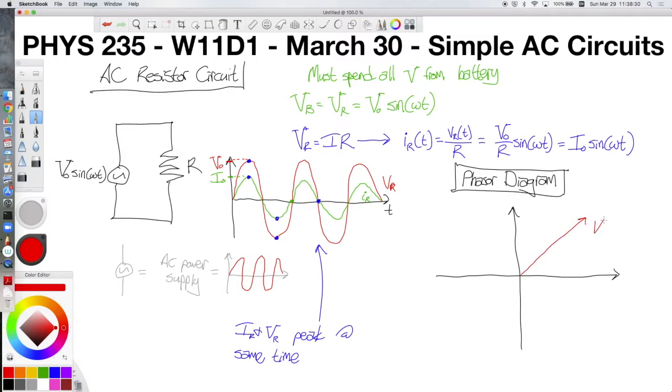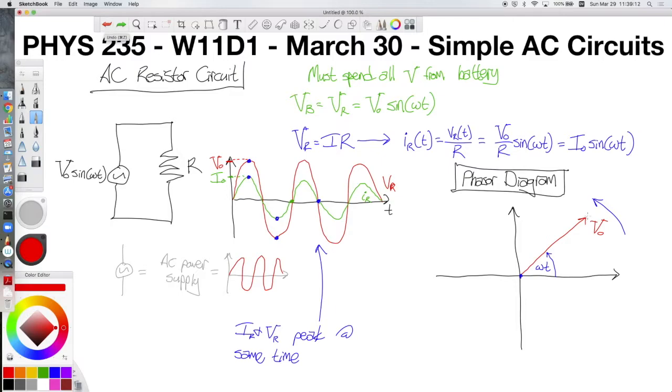V0, whatever the maximum voltage of our AC power supply is, can be represented as a vector on this two-dimensional space. And that vector is going to rotate around, keeping its tail at the origin, but tracing a circle as it moves around this phasor diagram, where this angle right here is omega t. So as time gets bigger, this vector will rotate. So at some time later, V0 would be here, and then here, and then here, and then here, and so on, all the way around the circle, continuing to rotate with time.